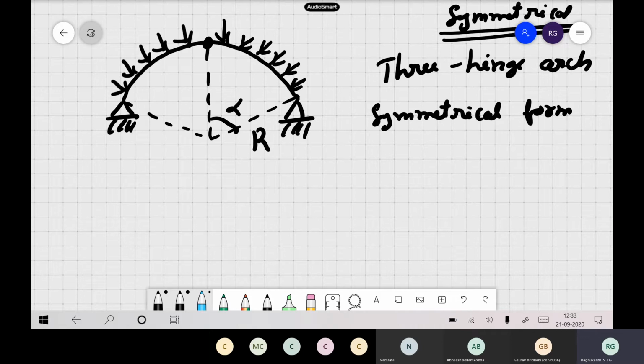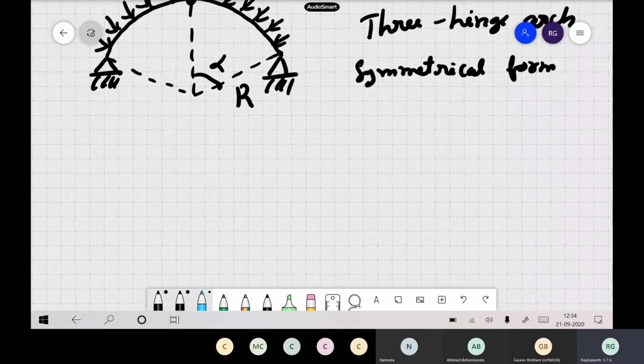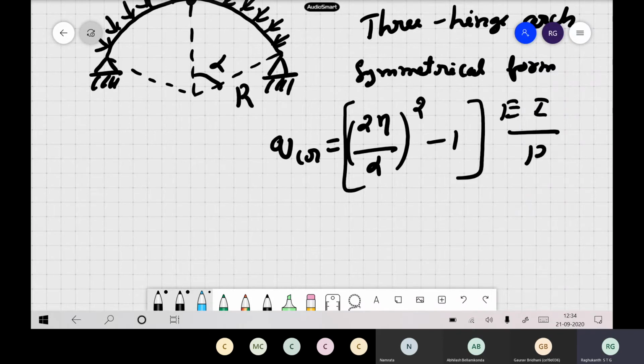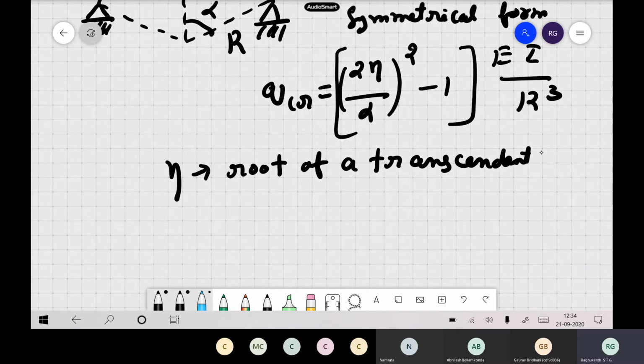So you can verify whether symmetric or unsymmetric, which mode will give the lower load here. Now you can try this. If you take the symmetrical form, you can do all the calculations. This turns out to be QCR equals 2 eta by some alpha whole square minus 1, times EI by R cube. You can solve the same differential equation here, where this parameter is nothing but the root of a transcendental equation. Okay, so you can try.